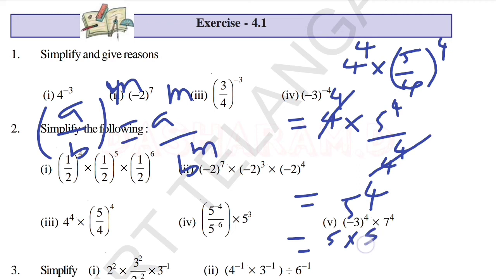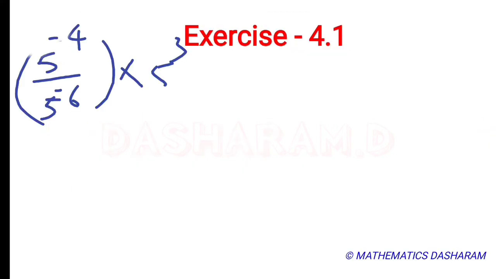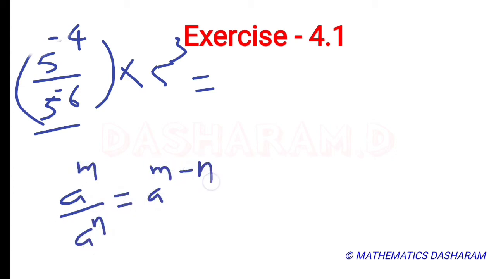So 5 into 5 into 5 into 5: 5 5 is 25, 25 5 is 125, 125 5 is 625. Next, 5^(-4) / 5^(-6) × 5^3. Here we can apply one formula: a^m / a^n = a^(m-n).